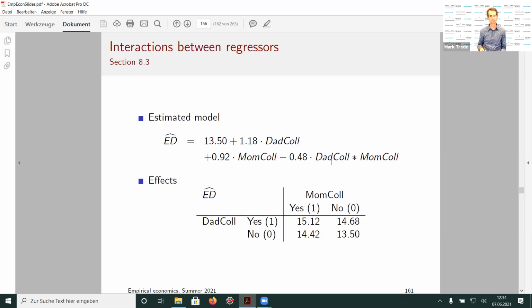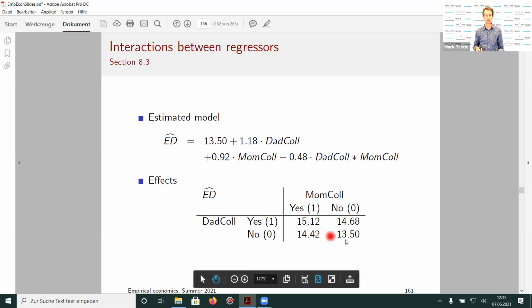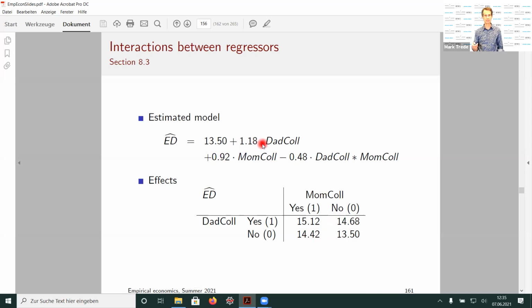So if we compute these estimated years of education for the 4 possible cases, college education for the dad but not for the mom, for the mom but not for the dad, for both or for none, then we get this table here. If both mom and dad have a college education, then we expect more than 15 years of education. If none has a college education, everything is 0 but the intercept, so of course we have 13.5. And if only one has a college education, then we get these effects here. Okay.